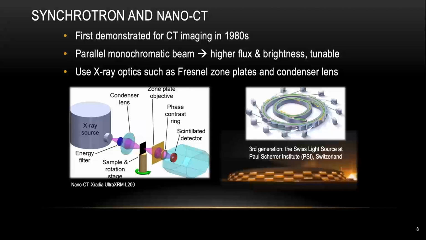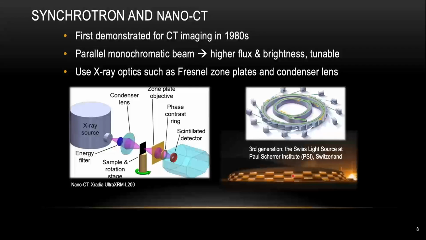The main difference between synchrotron and the micro CT we are using is that synchrotrons use a parallel monochromatic X-ray source. This means they can provide much higher flux and brightness, and the energy is tunable. The schematic on the right is a typical synchrotron facility. They use bending magnets and insertion devices to generate X-rays. And down here, the picture is a third generation synchrotron in Switzerland.